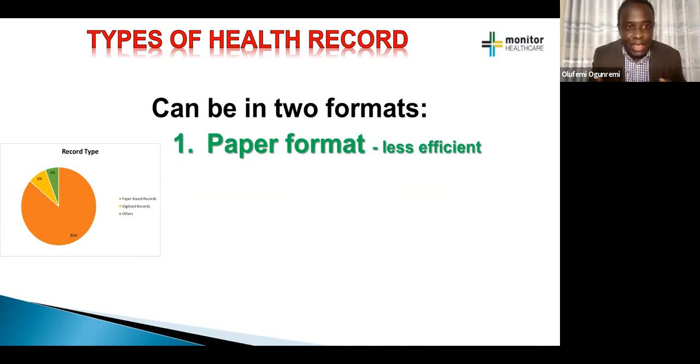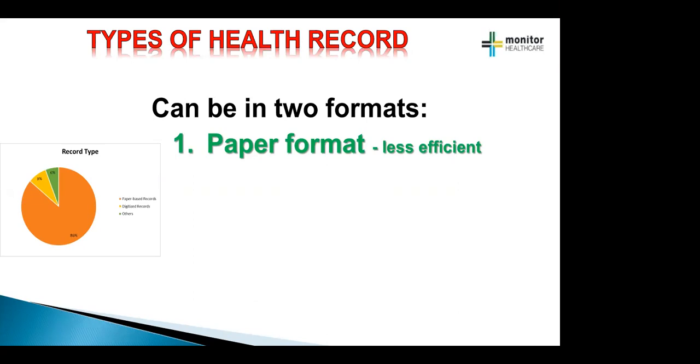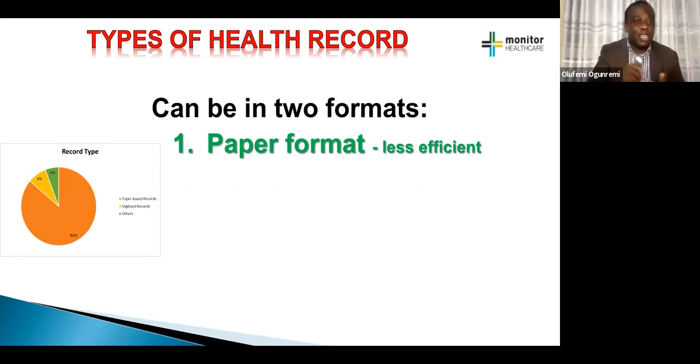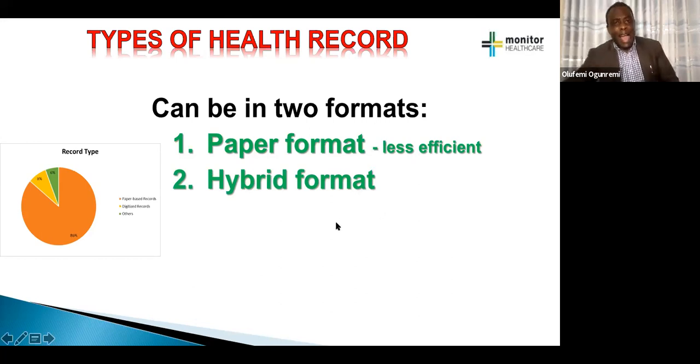As a medical student, I believe this was what I trained with, where we gather information about a patient and we write it out. How legible this is is very important, because a lot of people's handwriting is like a fish scratching on the table or on the paper, and you can't really see what people are writing. This can lead to errors and quite a lot of inaccuracies, so it's not very efficient in its format. There is the hybrid format as well.